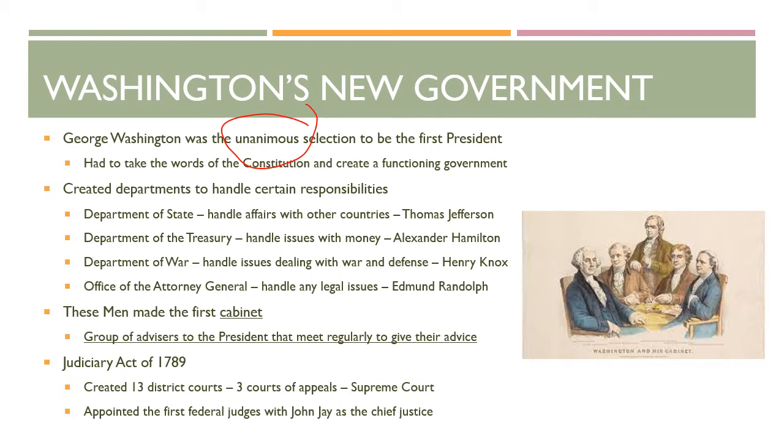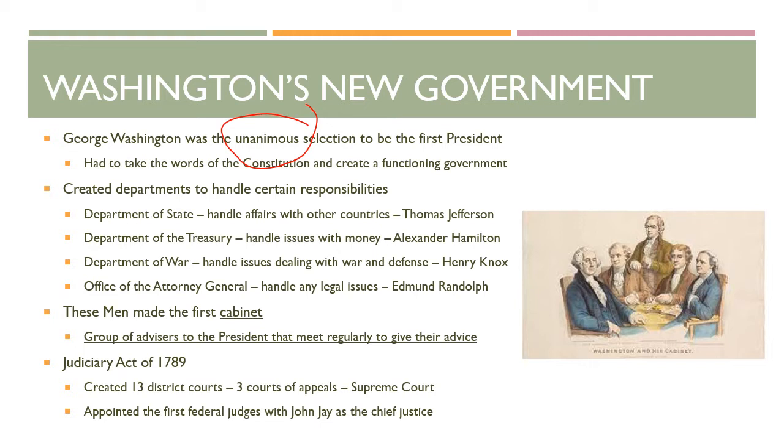So he started off by creating a bureaucracy, creating people that could do parts of his work for him, because he knew that as president, he would not be able to do absolutely everything. And so he created 4 departments. Okay, he created the Department of State, the Department of Treasury, the Department of War, and the Office of the Attorney General.